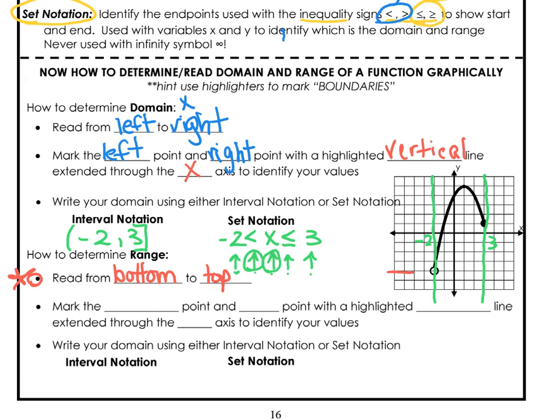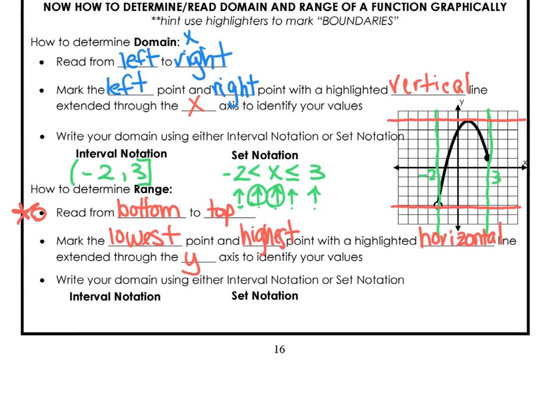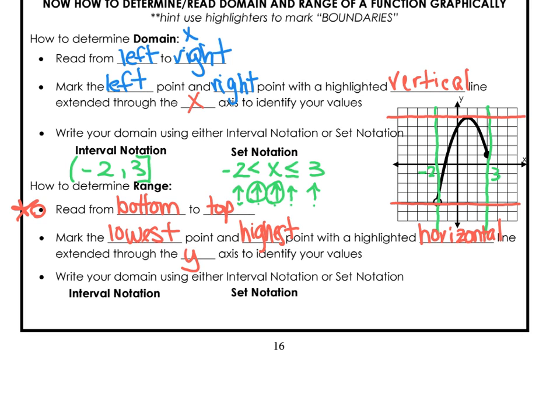So if we go ahead and mark the lowest point, no part of the graph is lower than that. Be careful with arrows, okay? And the highest point, no values are above that red line, okay? We mark them with a horizontal line, and we extend it through the y-axis to identify our values. And so we're going to go ahead and figure out what the lowest value is.